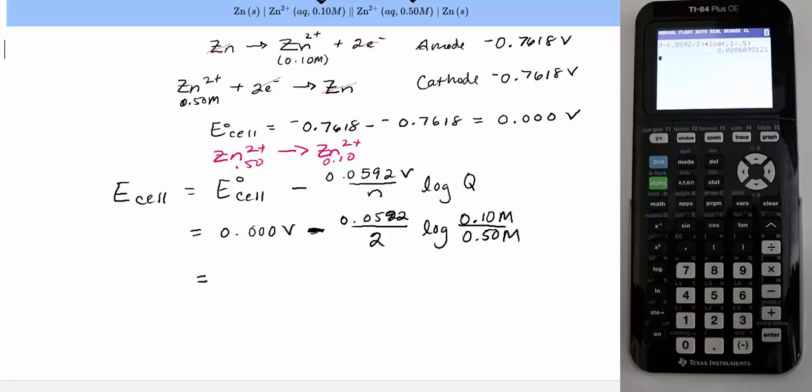So now we can put this in the calculator and end up with a positive 0.0207 volts. We have two measured quantities here, and those two measured quantities have two significant digits, so we would report two significant digits. This is a spontaneous reaction, and it is spontaneous because the E of the cell is greater than 0. It's positive.